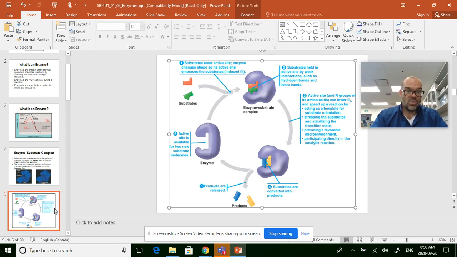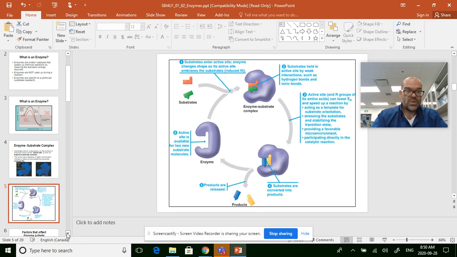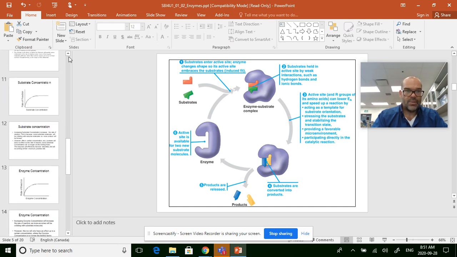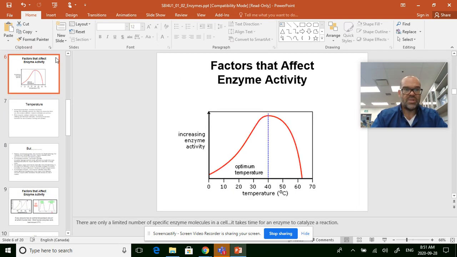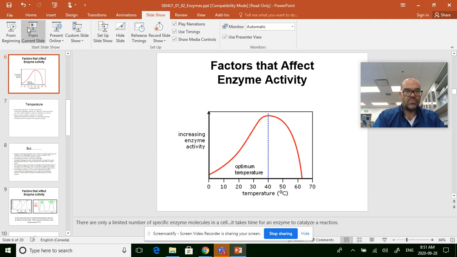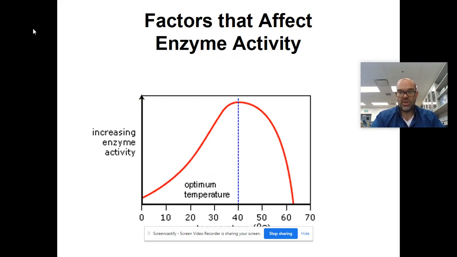So let's move on to some of the things that affect enzyme activity. Slideshow from current slide. Let's do this. Temperature is a big one. All enzymes have an optimal temperature. Some are warmer, some are colder.